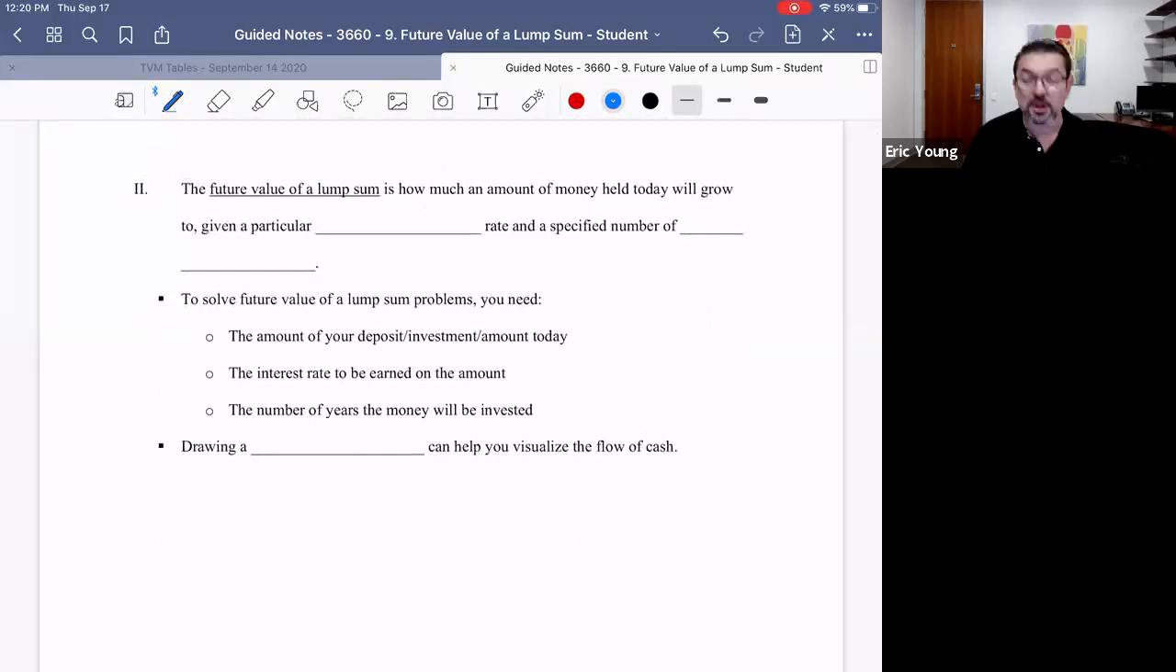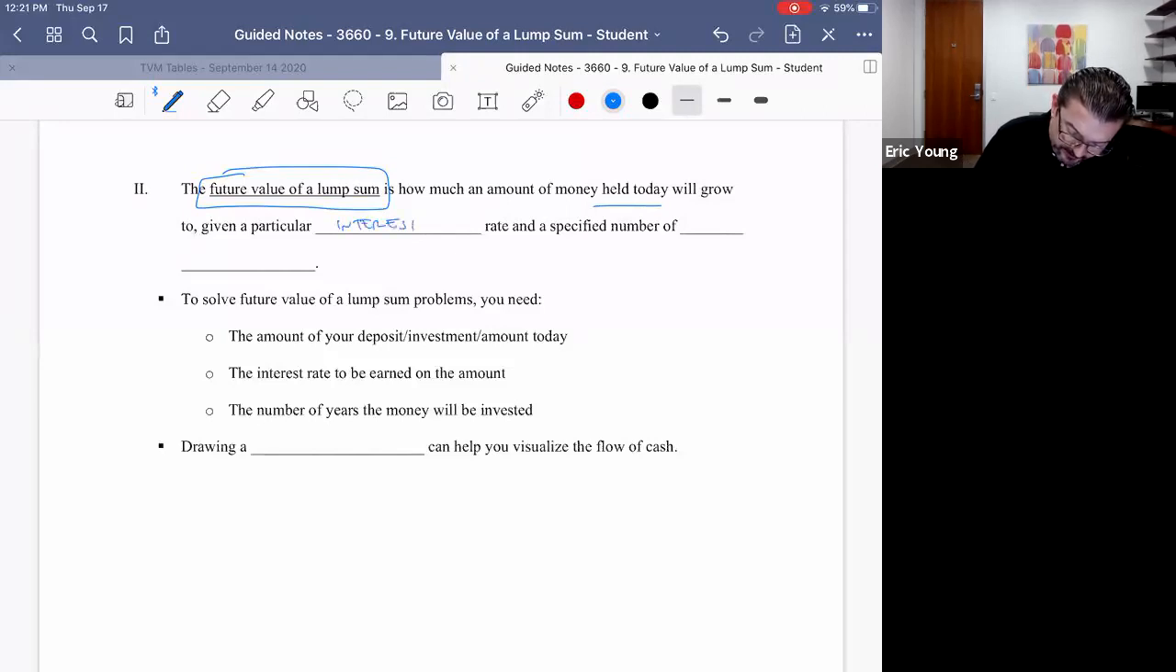Okay, the future value of a lump sum, that's what we're talking about. The future value of a lump sum is how much an amount of money held today will grow to in the future, given a particular interest rate and a specified number of time periods.